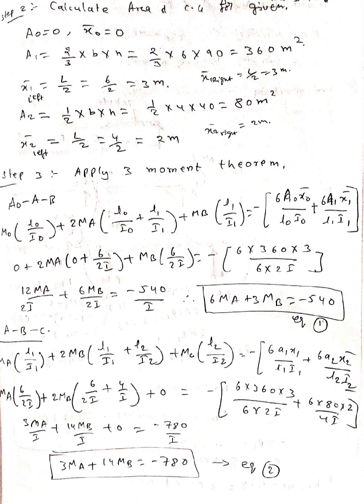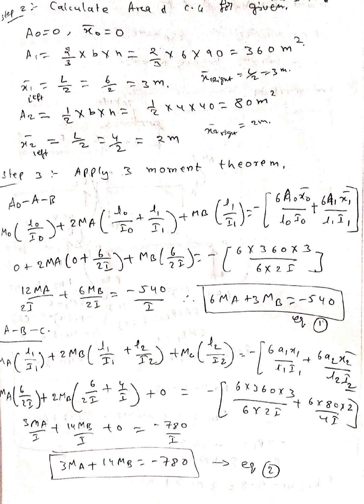Coming to step 2, this step is to calculate area and center of gravity for the bending moment diagram. The area A0 is 0, x0 bar is 0, centroid distance is 0. A1 is 2 by 3 into B into H, area of the parabola, the first parabola. So it is 360 meter square. Its centroid x1 bar from left is L by 2, 6 by 2, 3 meter, and from right it is also the same. A2 is half into B into H, area of the triangle. So half into 4 into 40 is 80 meter square. x2 bar from left is 4 by 2, from right it is 2 meters.